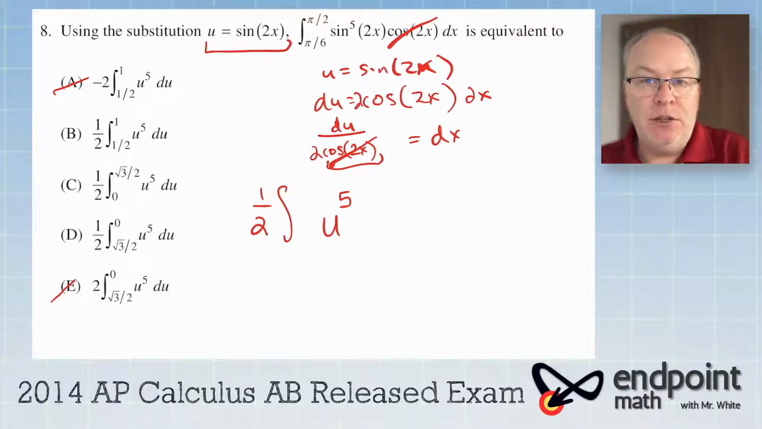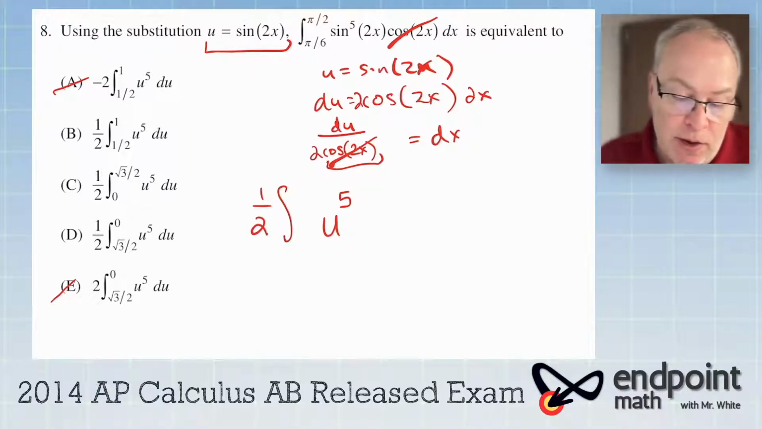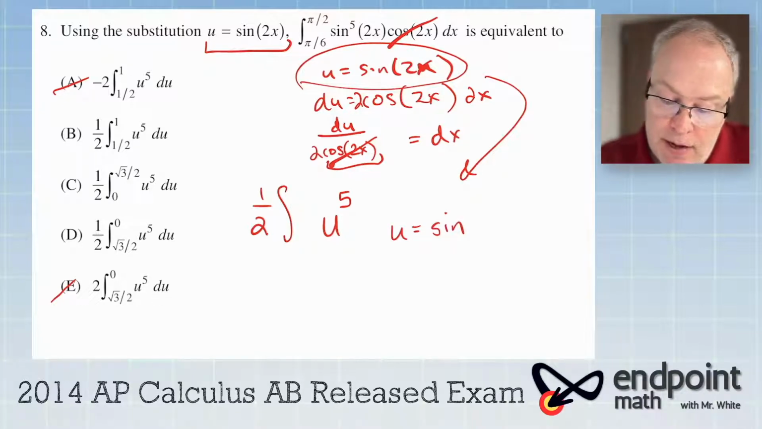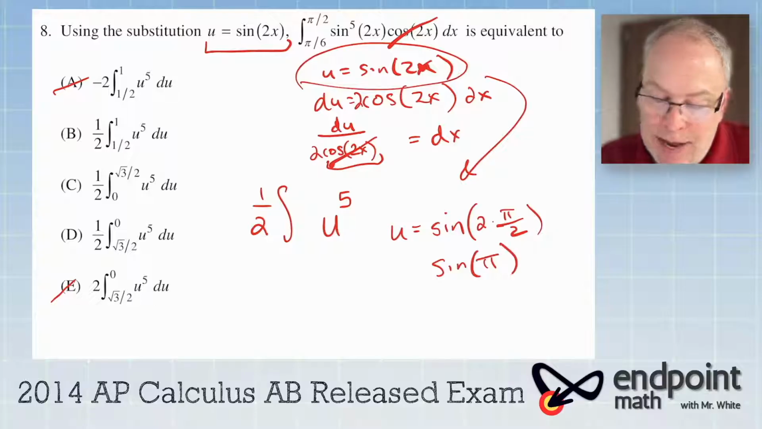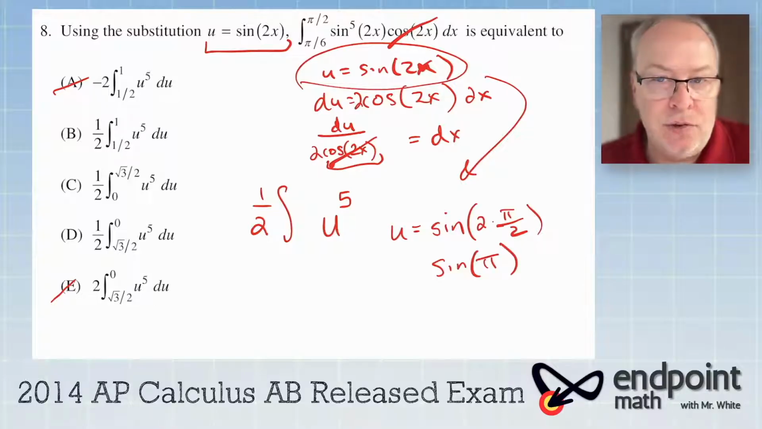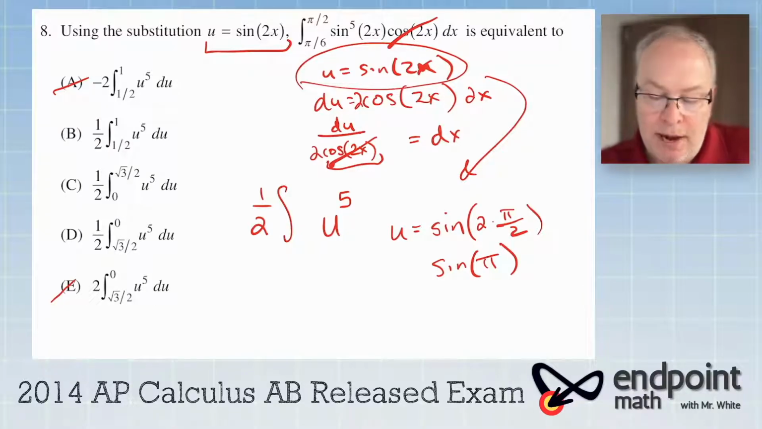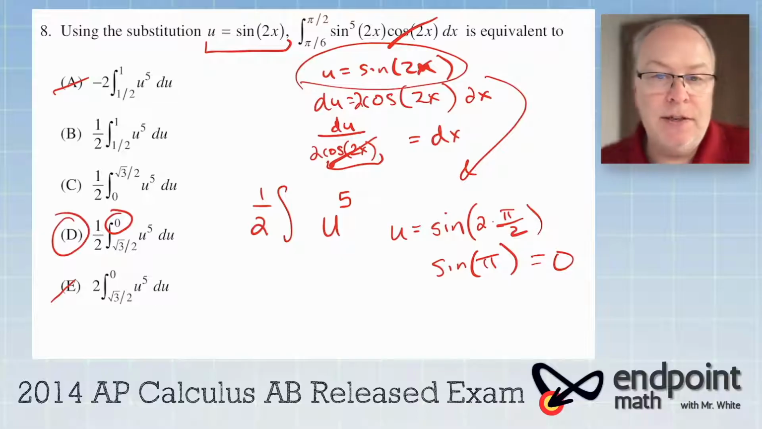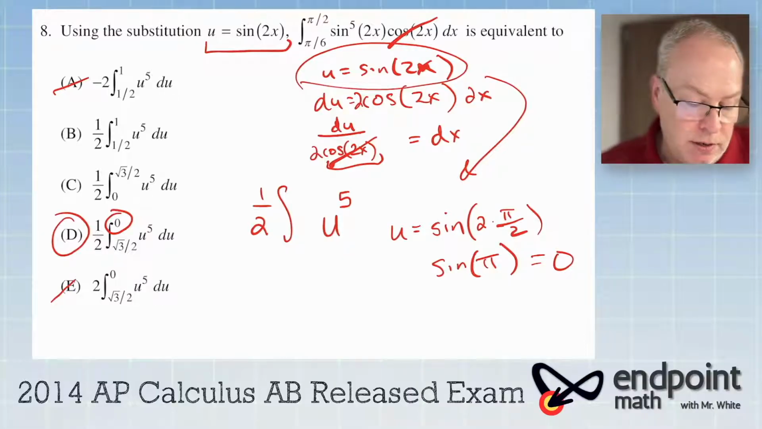Now, I still have to change the bounds. So I use their substitution. u equals the sine of 2 times pi over 2. Well, that's just the sine of pi. Again, I would not be writing all this if I were taking the actual exam; I'd be kind of thinking it through. The sine of pi is 0, so the upper bound is 0. So the answer has to be D, because the other ones don't have an upper bound.